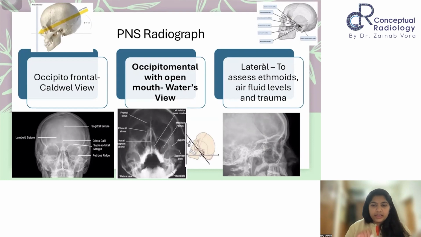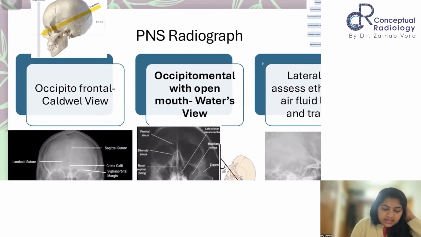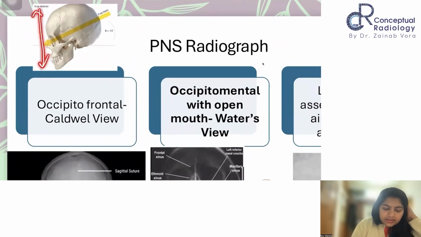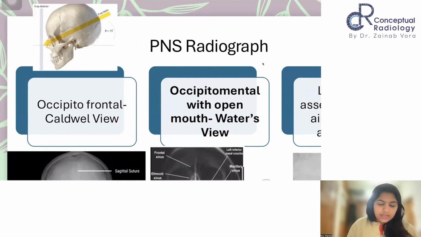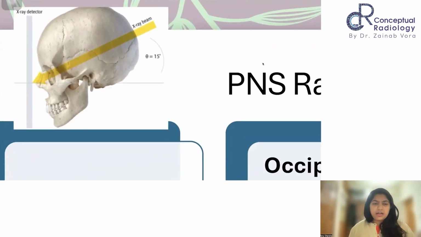So PNS radiographs, first thing. When we are doing a radiograph, usually in this season, you're going to find n numbers of PNS X-rays. So what views do we want to do? First of all, we are going to do a Caldwell's view, right? In that, this is the detector and this is the patient, right? So the frontal region is touching the detector and the beam is coming from the backside. So it's an occipitofrontal view. Okay. That is how you just remember it. If you can remember the degree, well and good. It's 15. If you cannot, it's all right. So this is the Caldwell view.